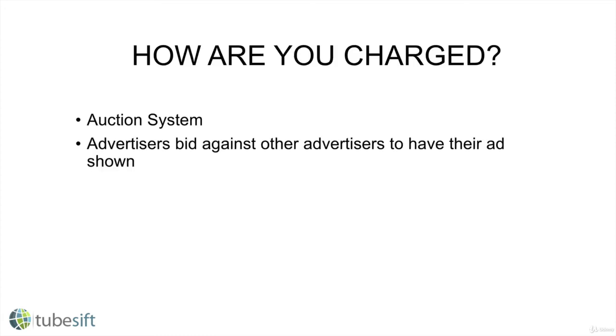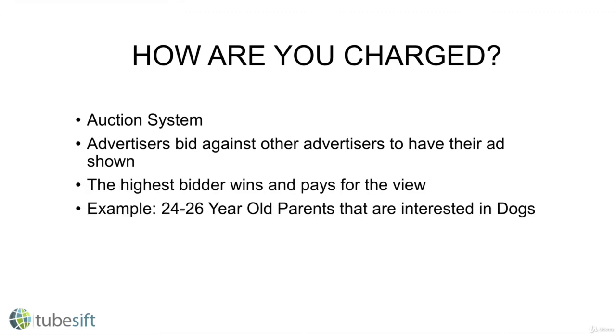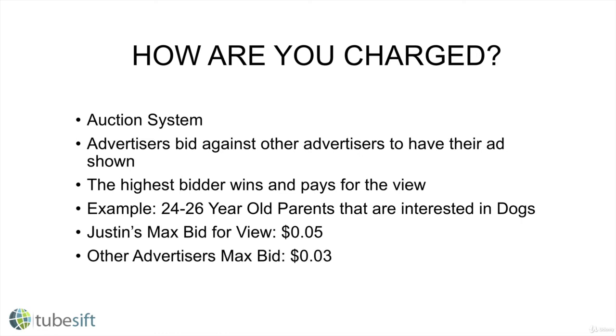Now, AdWords is an auction system. The way this works is advertisers bid against other advertisers to have their ads shown. Right? So the highest bidder wins and pays for the view. So let's take this example. Let's say we want to target 24 to 26-year-old parents that are interested in dogs. I could go in and say, hey, my max cost per view I'm willing to pay is 5 cents. Some other advertiser that's also trying to reach 24 to 26-year-old parents that are interested in dogs might say, I'm willing to pay 3 cents.